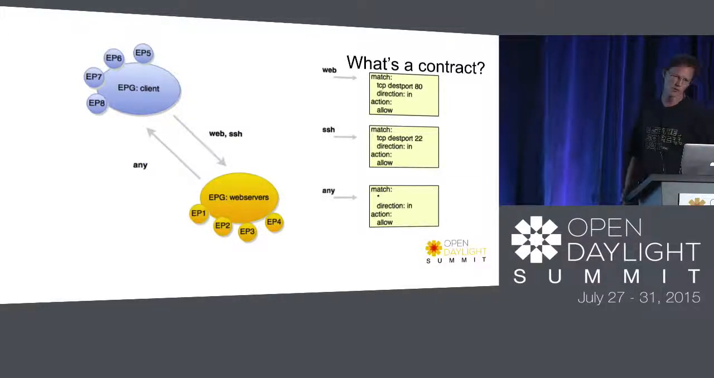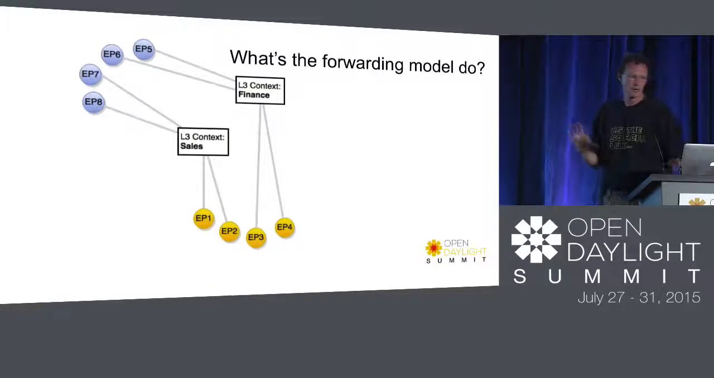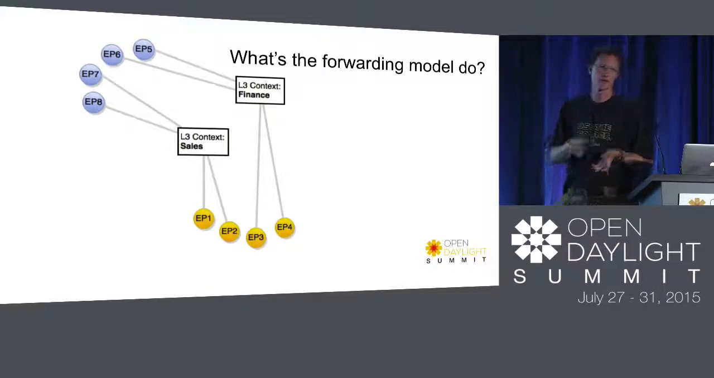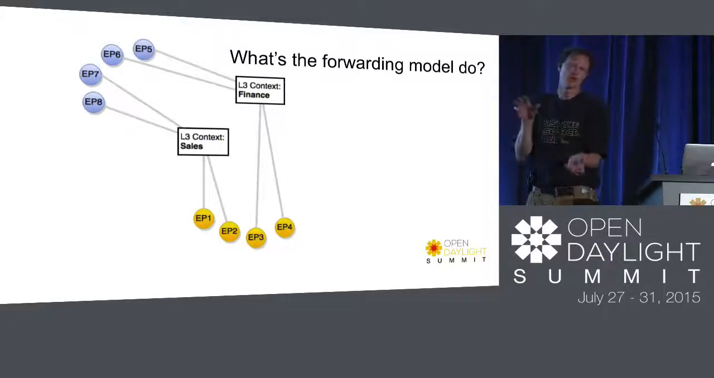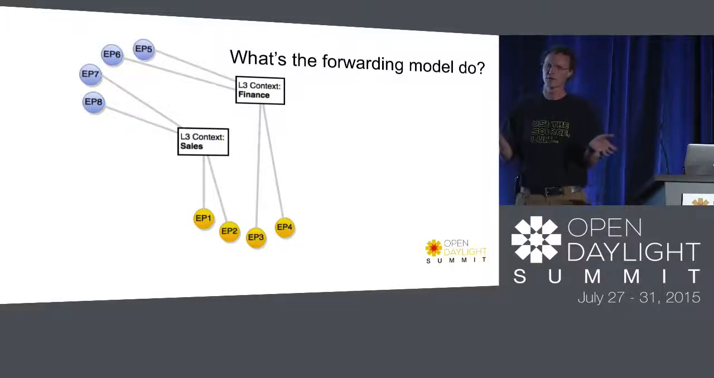The other thing is when we combine that, let's take these same endpoints using these same contracts. So we have web, traffic can go into the web server, the clients can SSH into the web servers, and the web servers are allowed to send back anything they want. In this example, you can configure it as you like. We still have the one contract, but when we add in the layer 3 contexts, remember I said they're like VRFs, we now can segment the traffic. So the same policy, but you can create traffic segmentation.